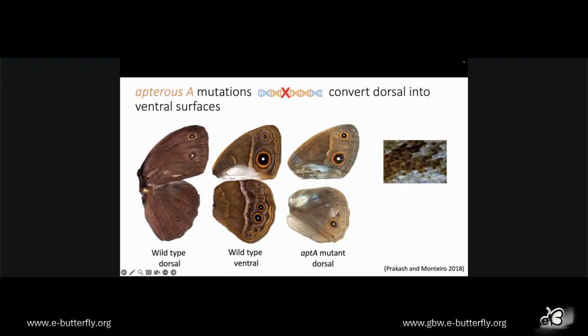And here's a crispant mutant. What this butterfly is, it's a male butterfly with patches of cells where the Apterous A mutation happened. So this individual was injected with these CRISPR-Cas9 gene editing tools as an embryo inside the egg. This editing process took place in some cells, but not all cells of a growing larva, a growing embryo.